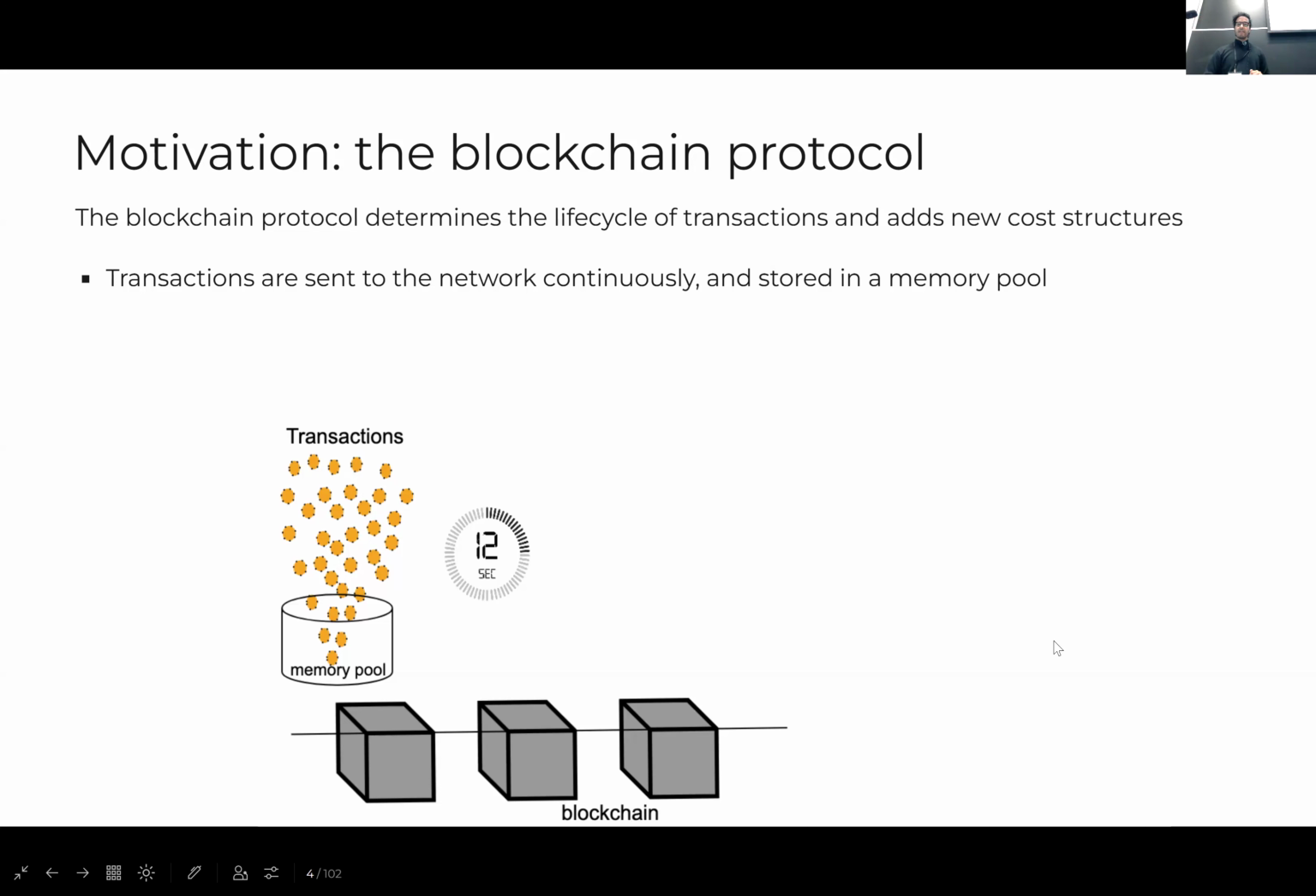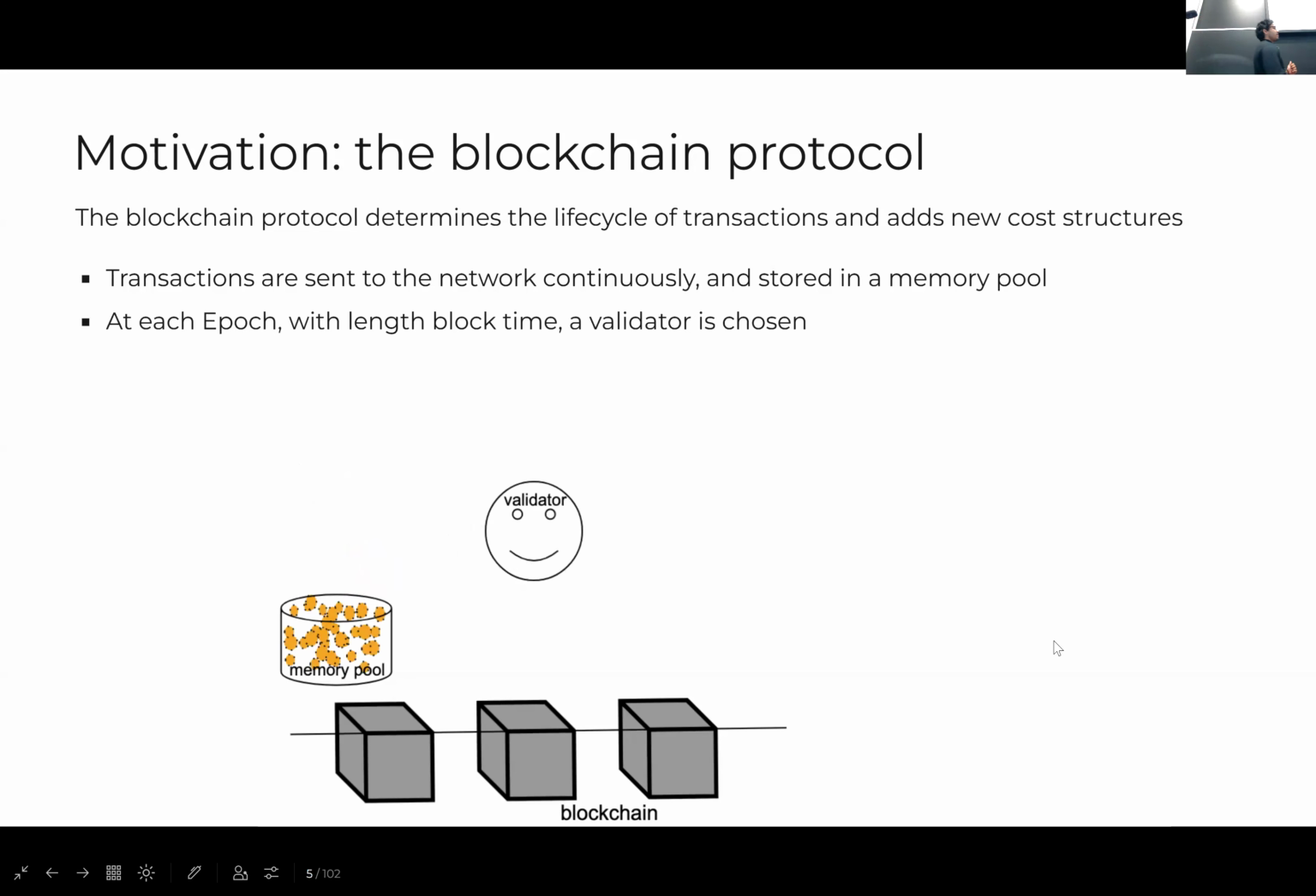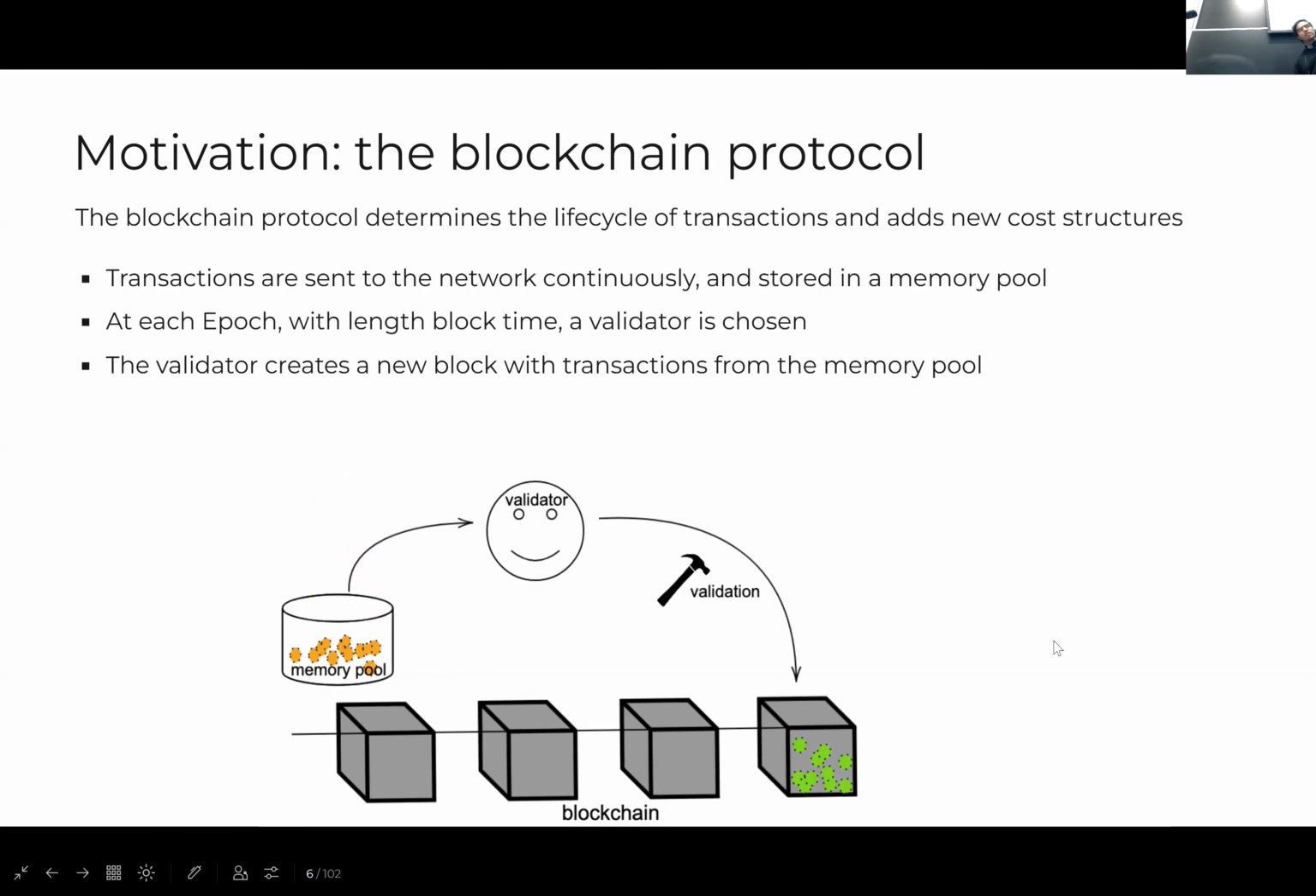After 12 seconds, a validator gets selected randomly according to the blockchain protocol. This validator takes transactions out of the memory pool and then creates the new block. When the validator creates the new block, this is exactly when the market clears. It means this is when transactions get executed. So they are only pending in the memory pool, and when the block is created is when transactions are executed.